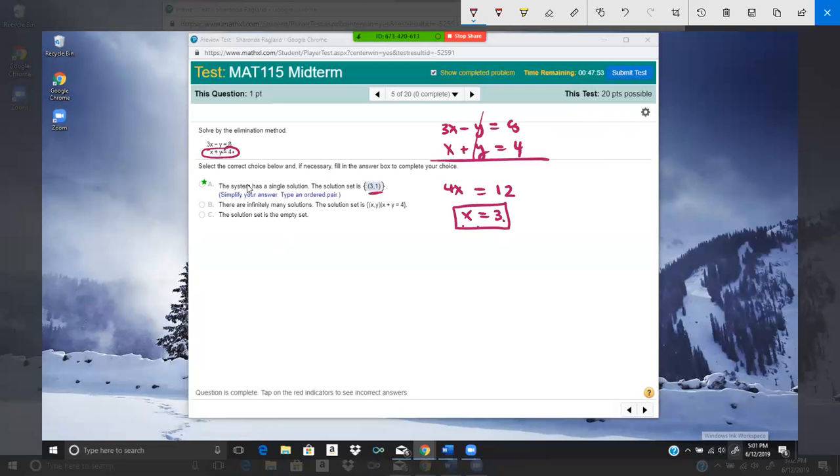So when you write your solution set, you're writing your ordered pair. So you make sure you put your ordered pair inside the brackets here. So that means that these are intersecting lines because we have a solution.